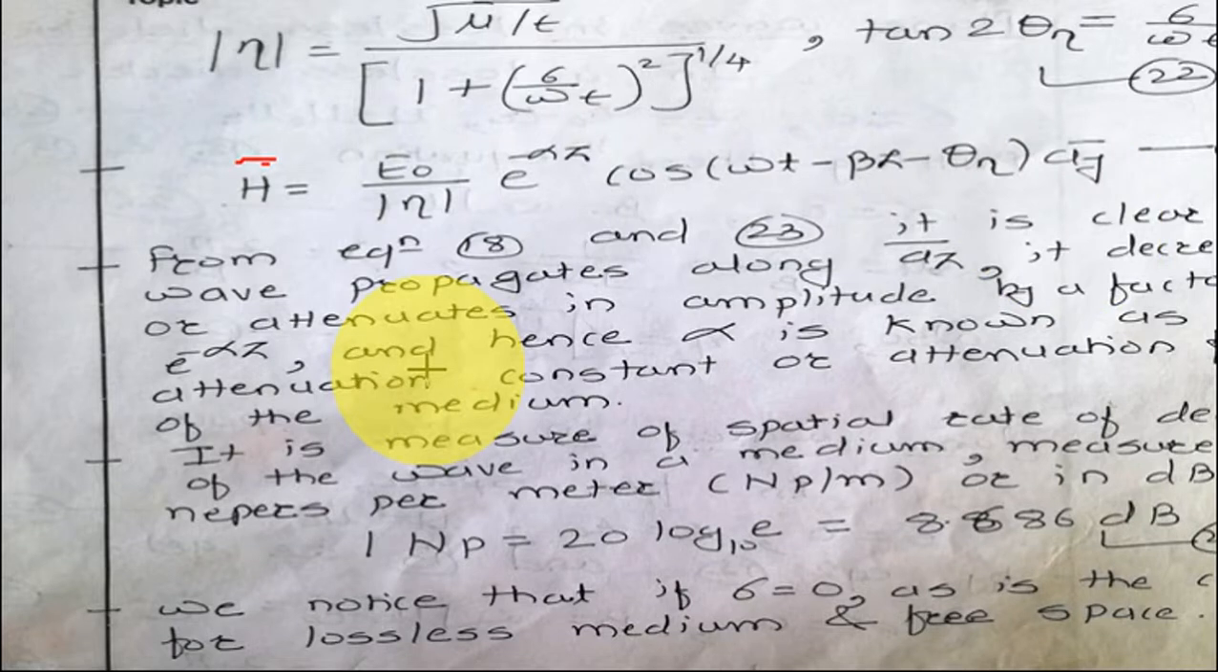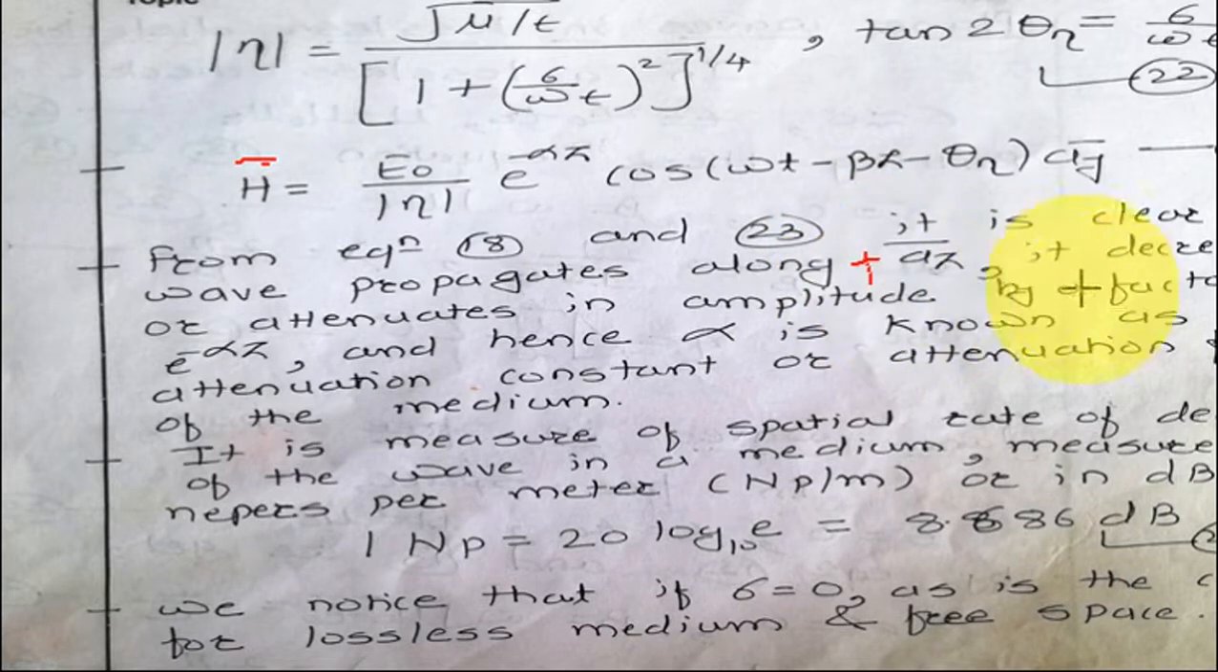So from equations 18 and 23, it is clear that the wave propagates along the AZ bar direction. First thing is clear. Why does the wave propagate along the AZ bar direction? We already know that whenever there is a term omega t minus beta z, just look at the sign of the beta z term. If it is a minus sign, the wave is traveling in the plus z direction. If it is a plus sign, the wave is traveling in the minus z direction. It's reverse. Okay. So the wave travels along the plus AZ bar direction.